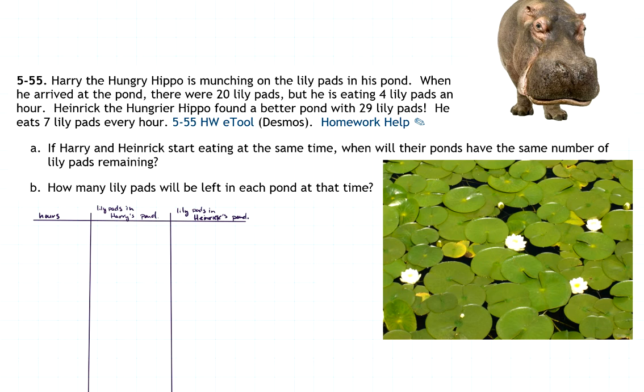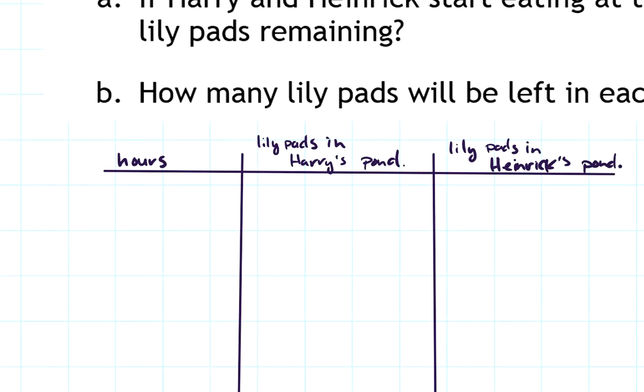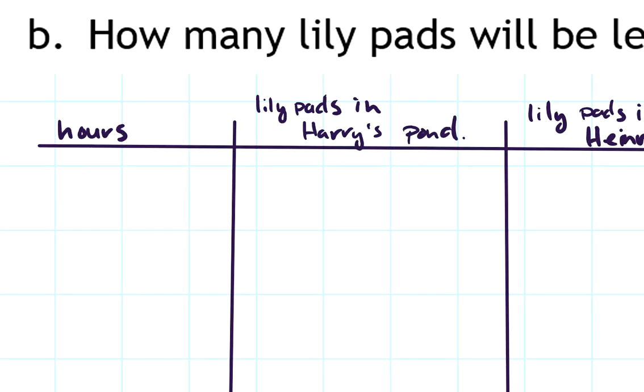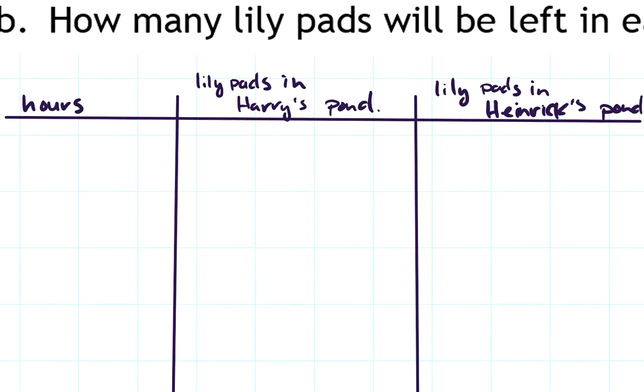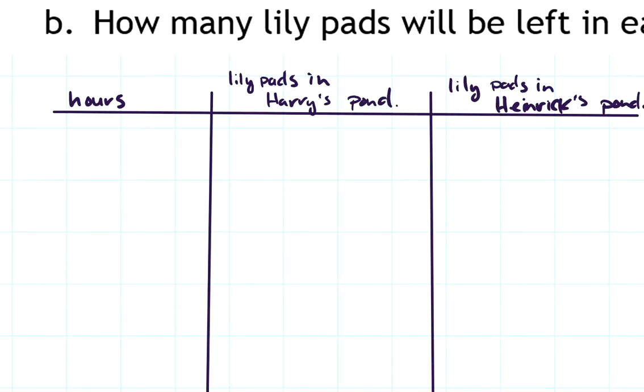Heinrich, the hungrier hippo, found a better pond with 29 lily pads. He eats 7 lily pads per hour. So the question: if Harry and Heinrich start eating at the same time, when will their ponds have the same number of lily pads? Well, to organize my work, I've started here, and I'm going to create a little table for Heinrich and for Harry.